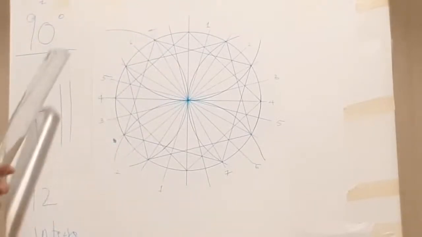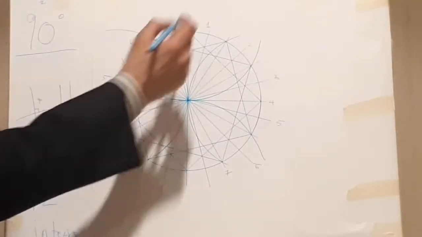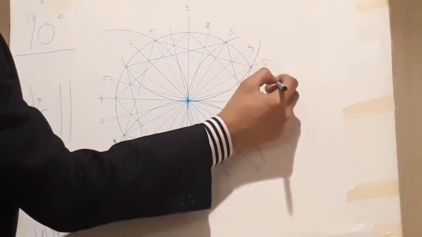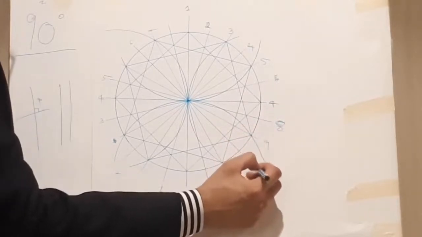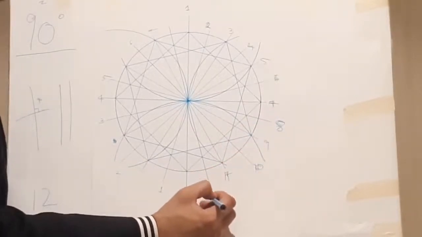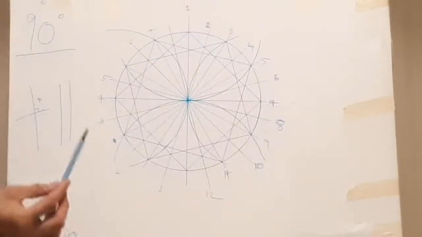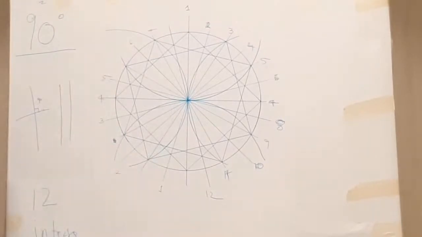So as you can see, there are 12 set of lines. If I calculate 2, 3, 4, 5, 6, 7, 8, 9, 10, 11 and 12. So there are 12 set of lines which are crossing from one point to another.